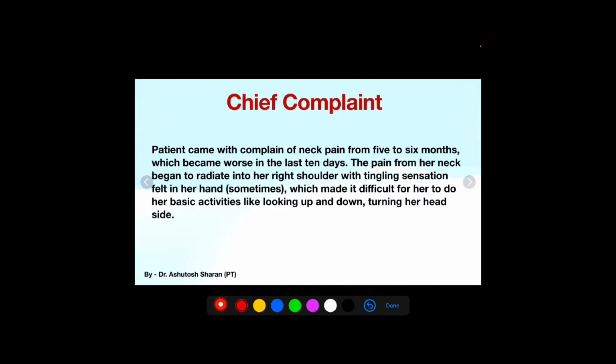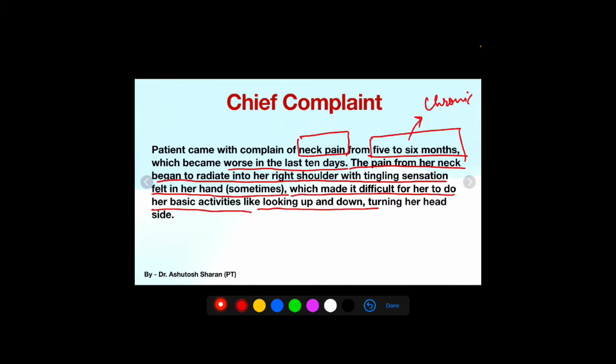Chief complaint: patient came with a complaint of neck pain from 5 to 6 months. You need to note down the duration. Duration is 5 to 6 months, so from the duration, it is clear that it is chronic. The complaint is of neck pain once again, and it has become worse in the last 10 days. The pain from her neck began to radiate into her right shoulder with the tingling sensation felt in her hand sometimes, which made it difficult for her to do her basic activities like looking up and down or turning her head sideways. So basically, due to the pain, patient is not able to do her basic activities.